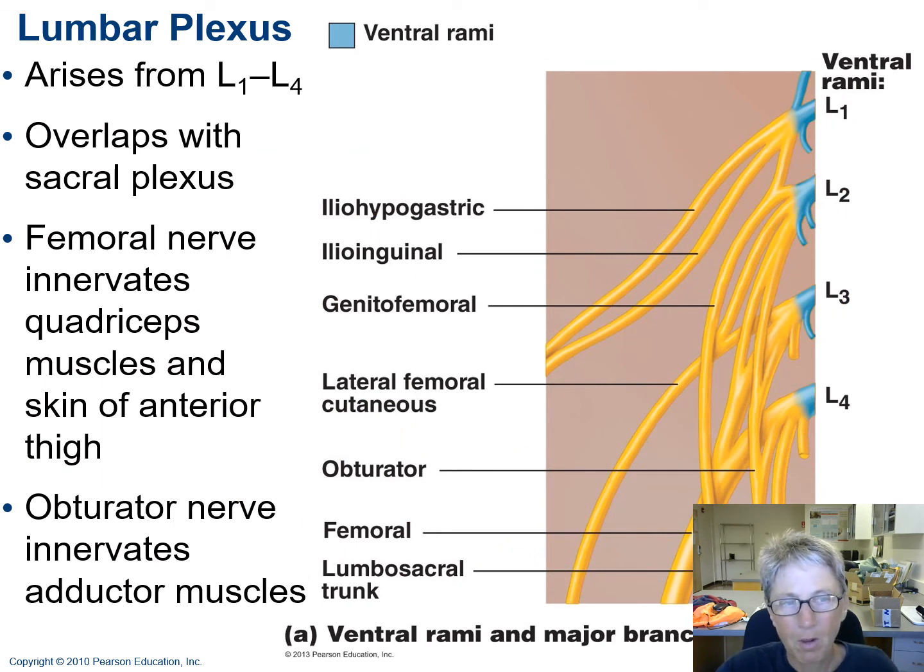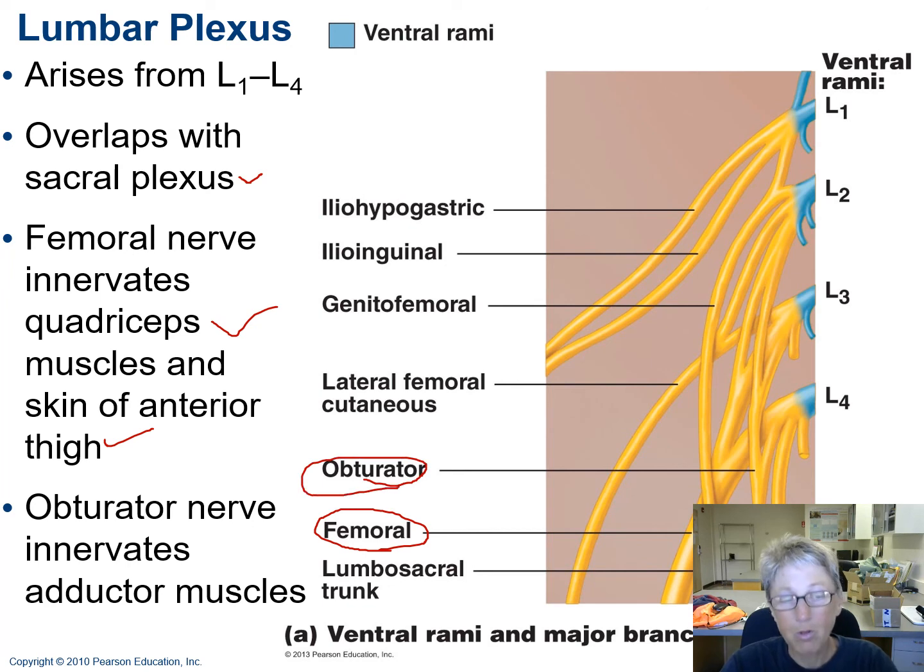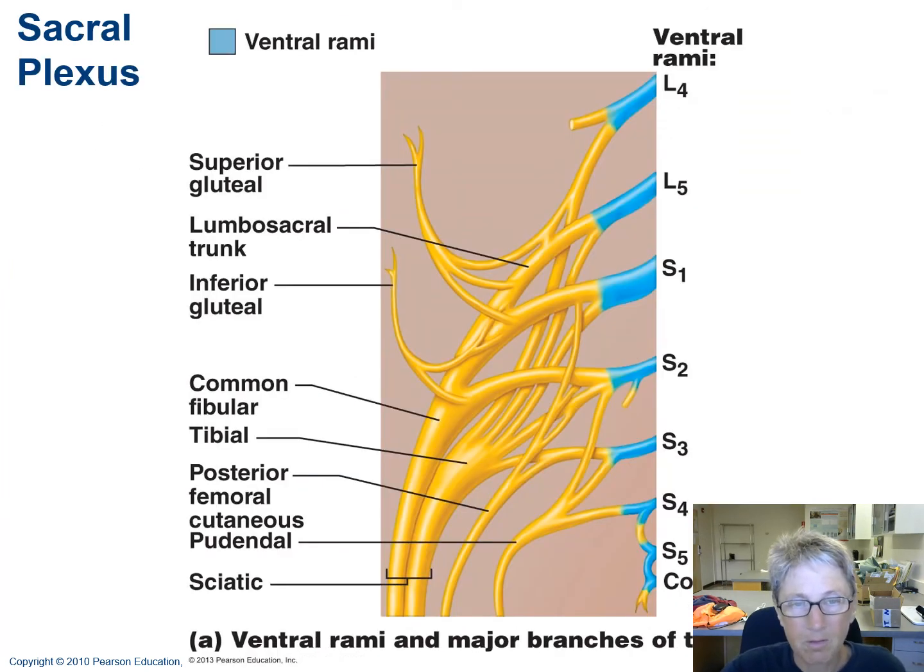So a little bit more on the lumbar plexus. Arises from L1 through L4, so lumbar 1 through lumbar 4. The lumbar plexus will overlap with the sacral plexus, and then it just tells you here the femoral nerve. We already said that was an important nerve in the lumbar plexus. It will innervate your quadriceps muscles and the skin of your anterior thigh. And then this obturator nerve will innervate all your adductor muscles.